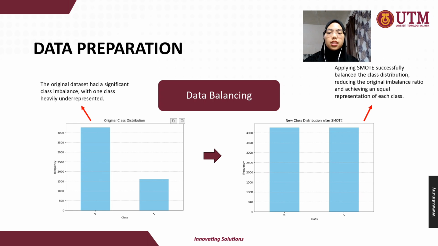This approach reduces the original imbalance ratio, ensuring each class is equally represented in the dataset. So balancing the dataset with this method will help prevent biased predictions and improve accuracy, particularly for minority classes.